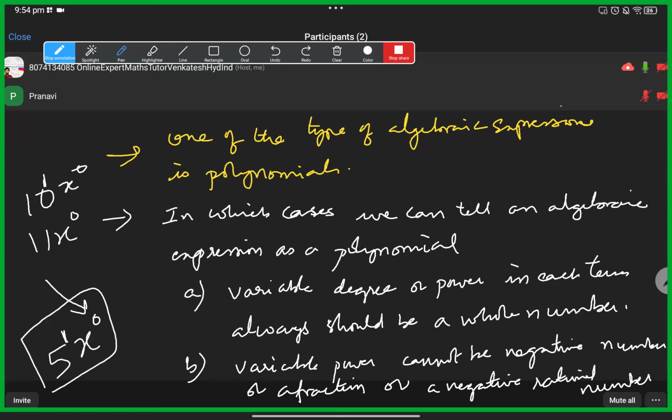So these are the conditions. The main easy way to remember is that the power should always be positive or 0. So simply, if you see a negative power or a negative fraction or a negative rational number anywhere, that particular algebraic expression is not a polynomial, because once the variable contains such negative numbers as a degree or power, simply it is not a polynomial, it is just an algebraic expression.